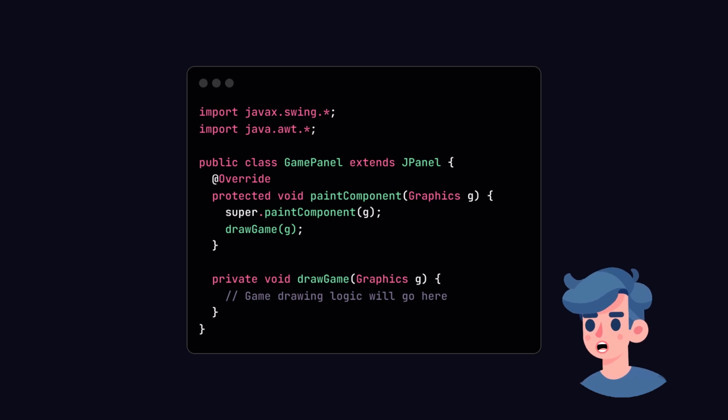Next, let's create the game panel class that will contain the game components. This panel will be where we draw our players and the puck. Here's the basic setup for the game panel class.